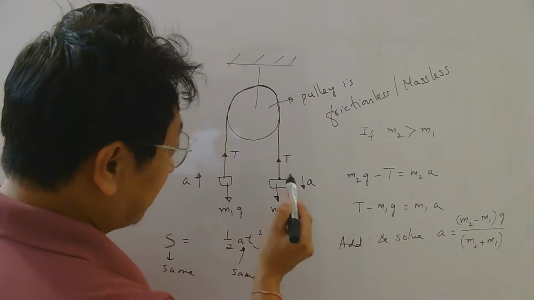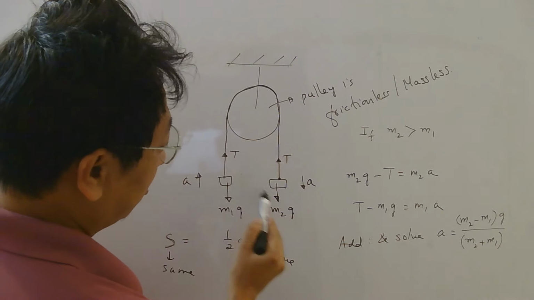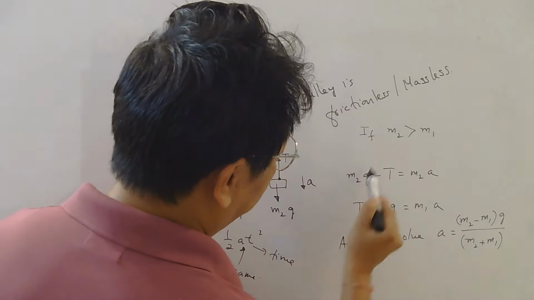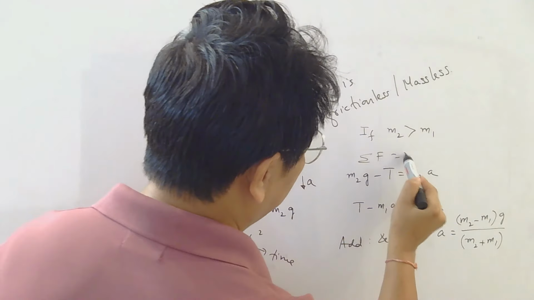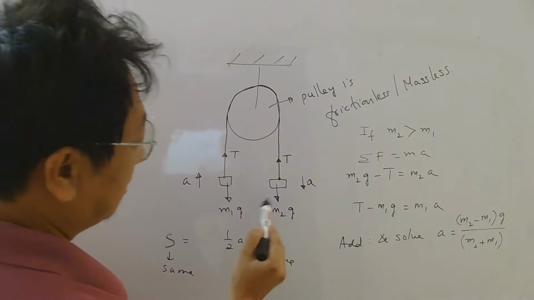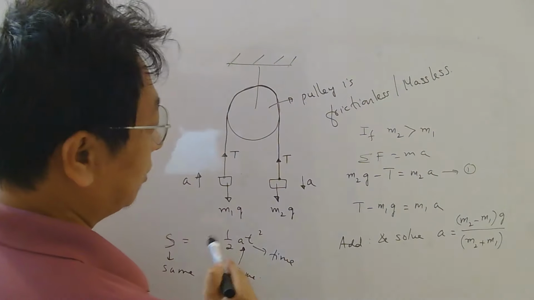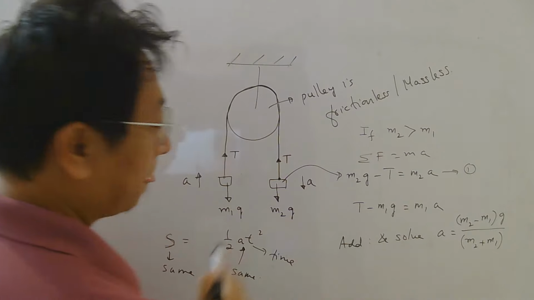Now since this is accelerating downwards, Newton's law for this will be what? Net force will be this minus this. That is the net force. And what is net force? Equals to m into a. So mass is m2, acceleration is a. So this is equation 1, which is Newton's law applied to this block.